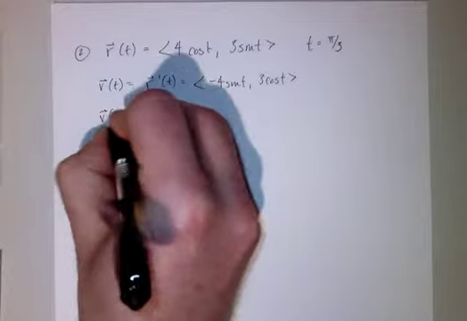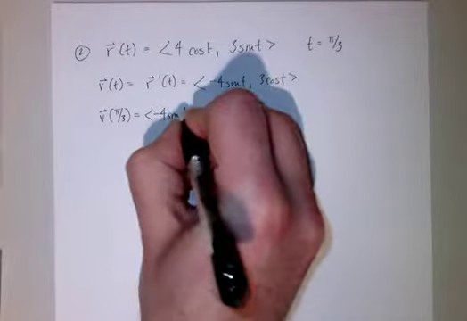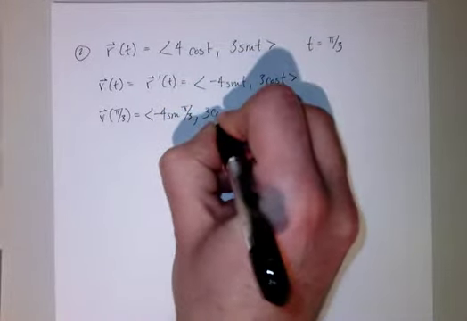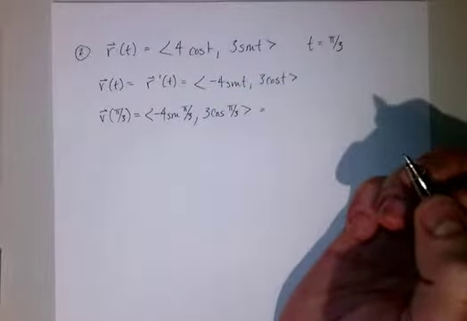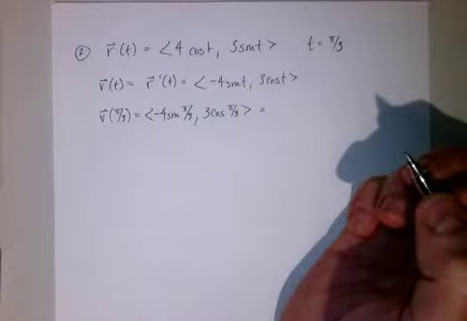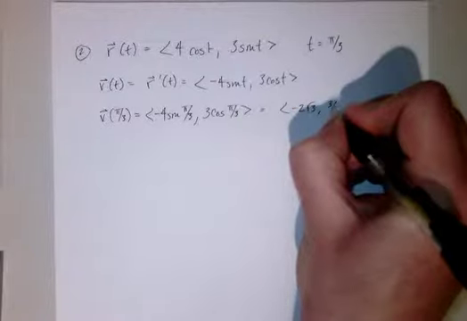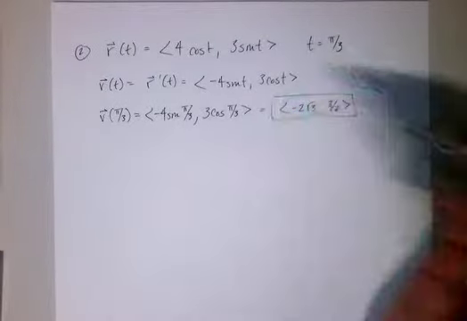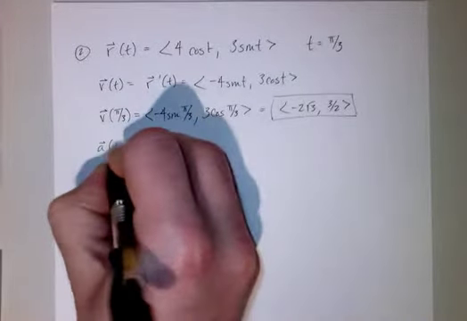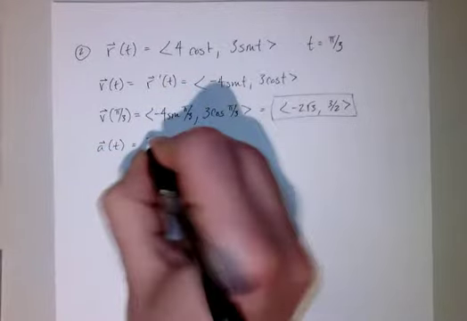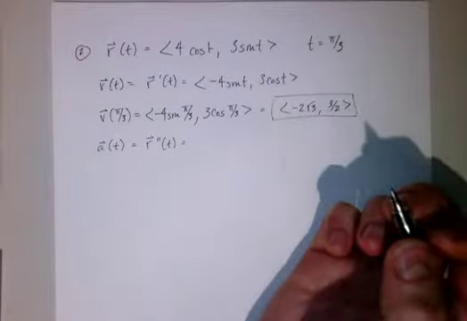Now, if I need to evaluate that at pi over 3, that winds up being negative 4 sine pi over 3, 3 cosine pi over 3. And because sine of pi over 3 is root 3 over 2, and cosine of pi over 3 is 1/2, that all simplifies down into negative 2 root 3 and 3/2. Cha-ching! There's our velocity vector at pi over 3. Now, I happen to also know that my acceleration vector is the first derivative of the velocity vector, or the second derivative of r.